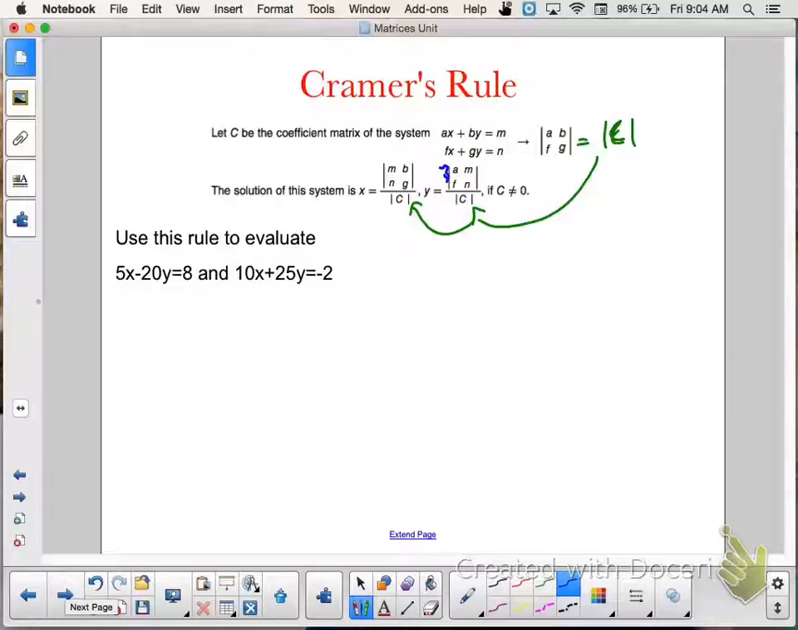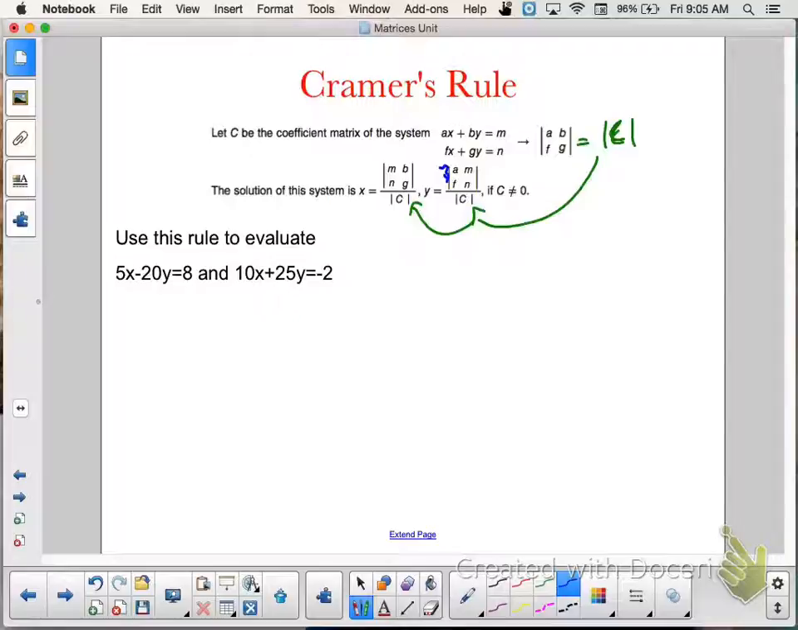So now we can use this rule to evaluate some systems of equations. It does not matter usually the order that you do it in, because if you swap the numbers around, as long as you're keeping m and b in the same row and n and g in the same row, then it should be okay. In one, you'll get a negative answer, but then your coefficient matrix will help that go back to what it should be. So the order doesn't matter on this one, as long as you keep the rows and columns where they should be.